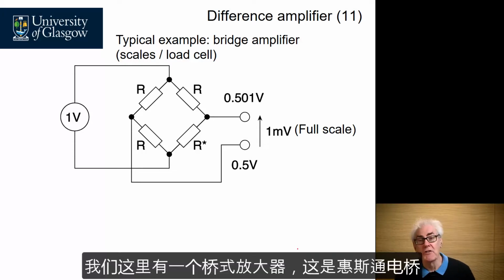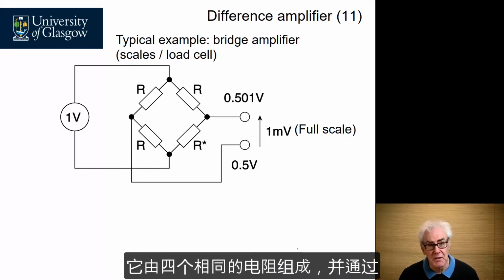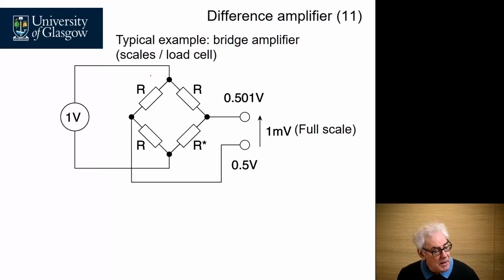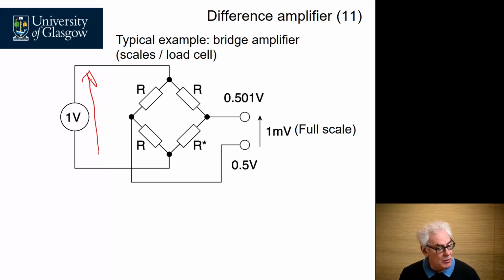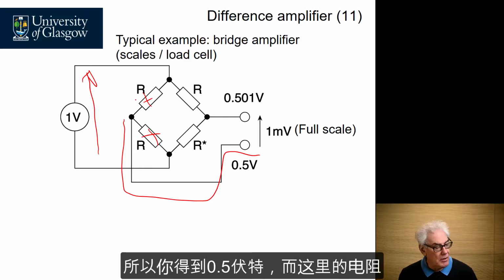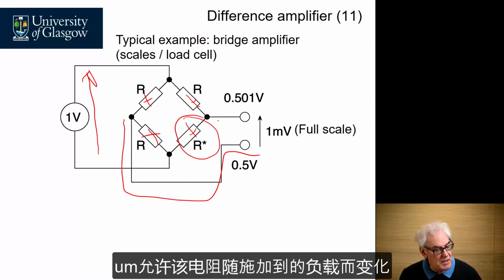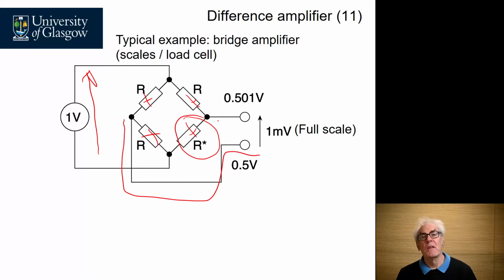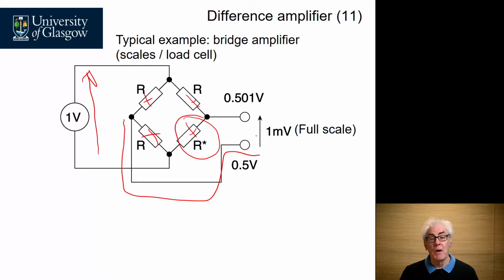We have here a bridge amplifier. This is a Wheatstone bridge. It consists of 4 identical resistors, and it operates by placing a voltage across the resistors. These 2 resistors here are perfectly matched, so you get 0.5 volts out, whereas this resistor here is allowed to change with the load that's being applied to the bridge, and the output signal would be about 1 millivolt.